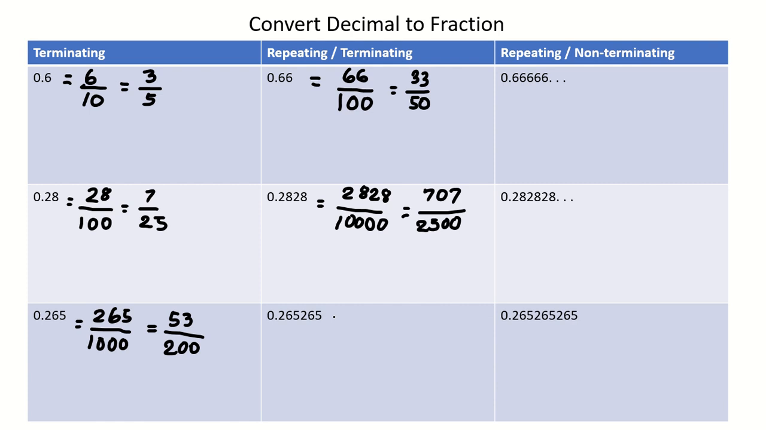Same goes here: 1, 2, 3, 4, 5, 6 decimal places. So 265,265 divided by, this is 1 million, right? 6 zeros, 6 decimal places. And this is equal to, I'm using my calculator by the way, 53,053 divided by 200,000.